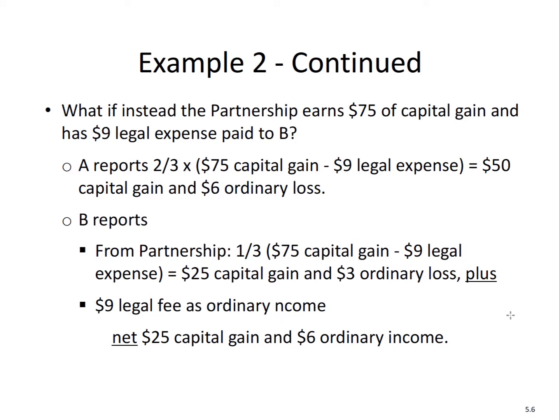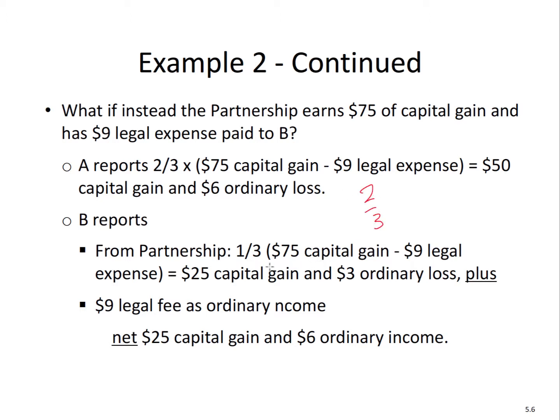All right, so what if instead the partnership earns $75 of capital gain and has $9 of legal expense? So A would report 2/3 of the amount. Well, guess what? Because you can't net capital gain with ordinary loss, right? You can't do that. We'd have a $50 capital gain and a $6 ordinary loss. That's 2/3 of the amounts.